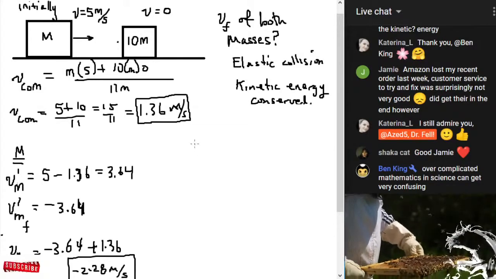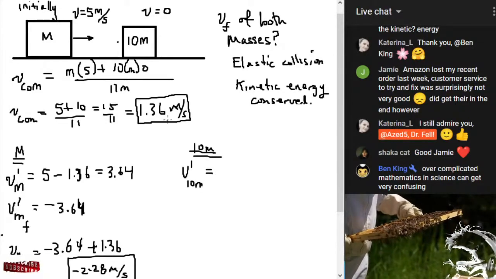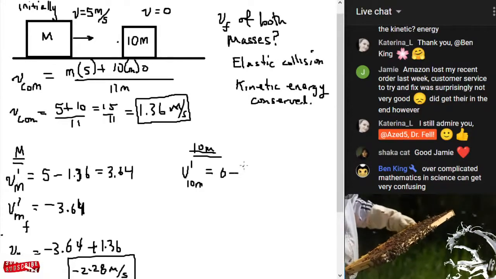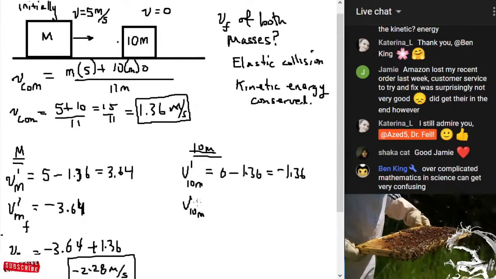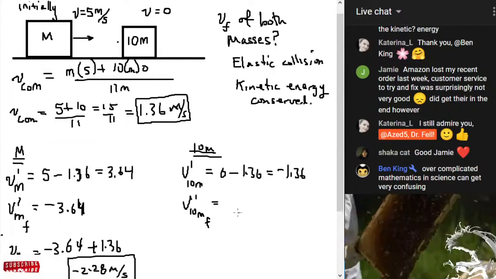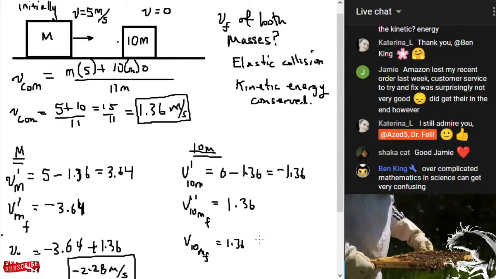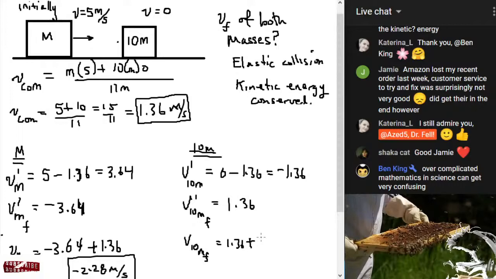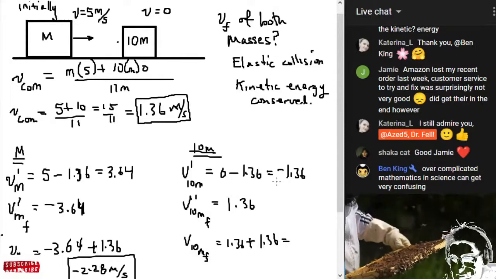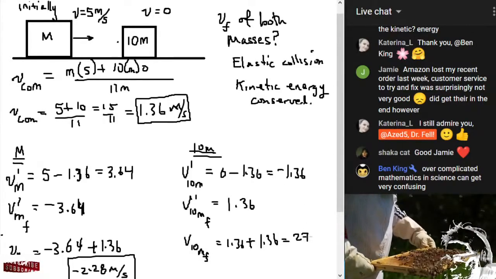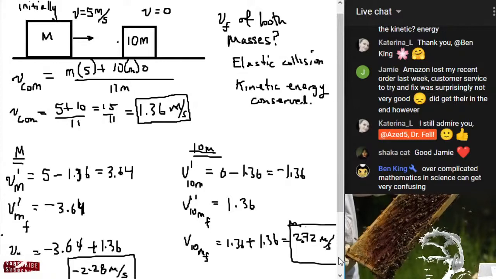Now we can do the 10m the same way. Velocity of the 10m mass in the frame of reference of the center of mass, we would get 0 minus 1.36, which is negative 1.36. Velocity of the 10m mass after the collision, we just reverse that sign. And velocity of 10m final equals 1.36 plus 1.36 is, this doesn't make sense. Something wrong here. 2.72, maybe it's not. Huh.